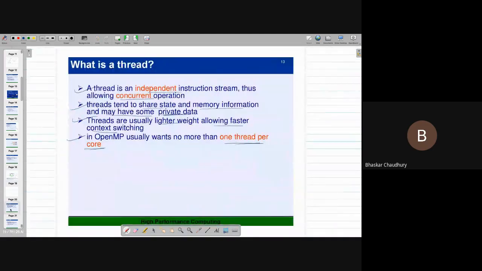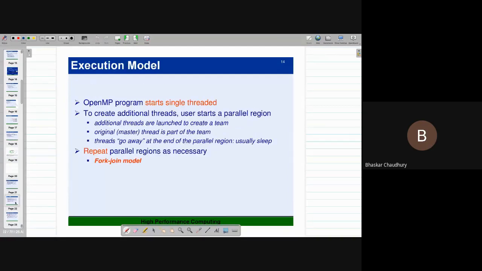So in OpenMP, usually one wants no more than one thread per core. Ideally, you should look into your hardware, see how many cores there are, and give the required number of threads. If you do not mention how many threads, by default the compiler will assign some threads based on the hardware information. Now, as far as the execution model is concerned, an OpenMP program starts single-threaded.